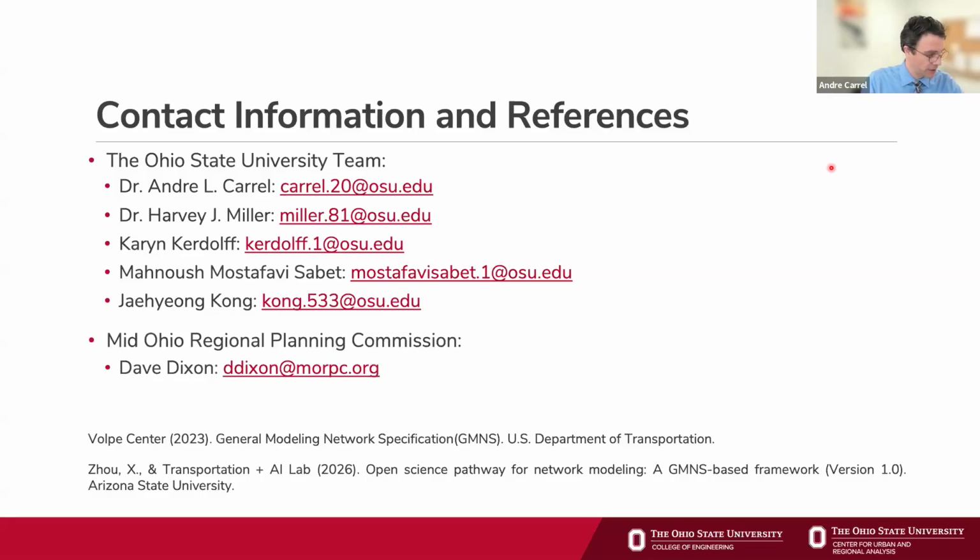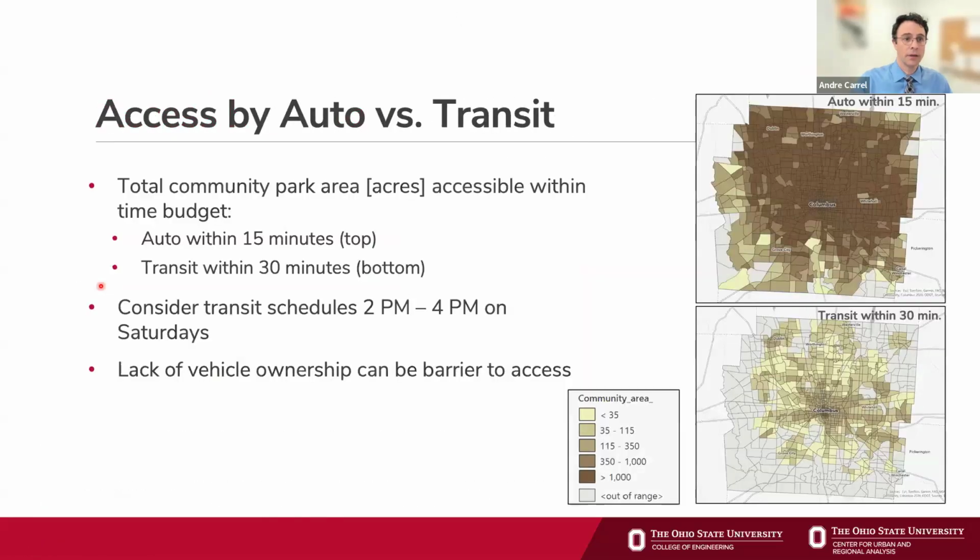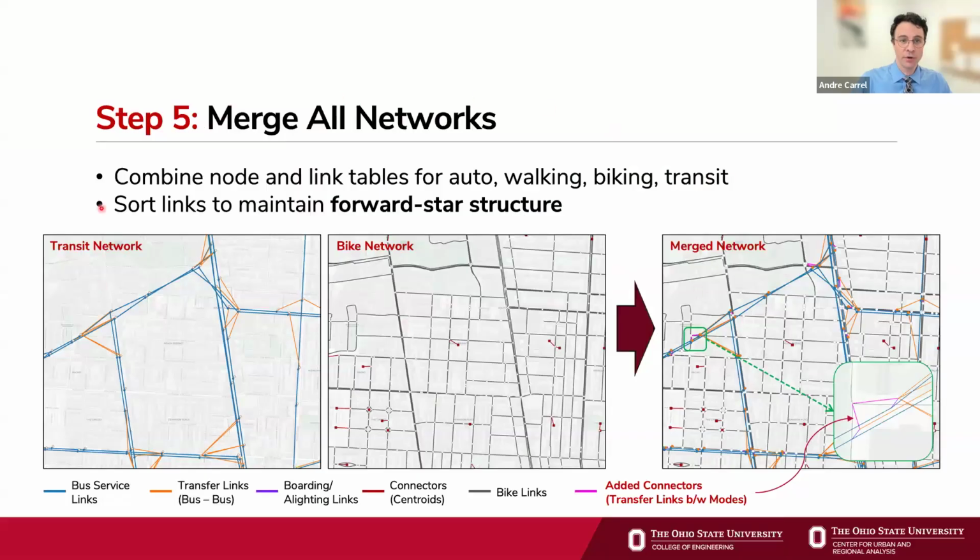So we've been compiling the questions, and it looks like we've got a technical question here, which is: under step 5, both the transit and bike/walk networks were prepared and merged, but what about the roadway network? So let's see. Okay, so this is step number 5 where we merge the networks.